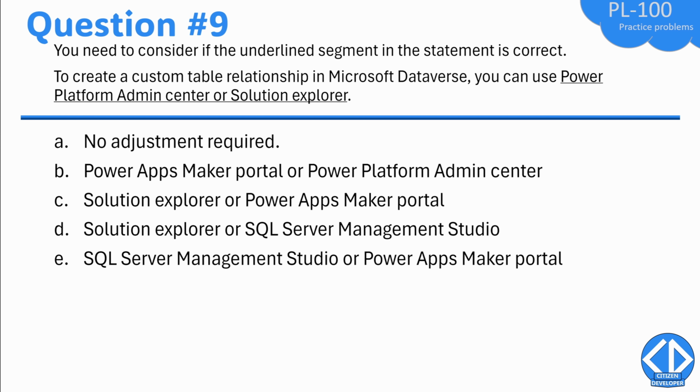So let's go ahead and cross off A, cross off B. C, the Solution Explorer or Power Apps Maker portal, that sounds right to me. The Solution Explorer or SQL, we don't really have anything related to SQL, and same with E. So I'm going to go ahead and say that the best solution for this is C.